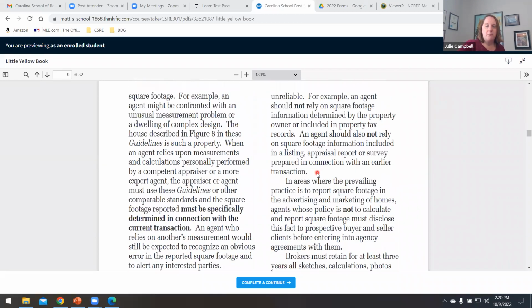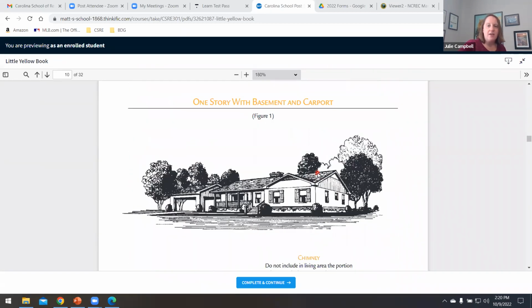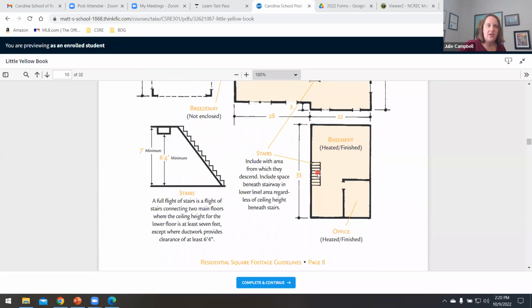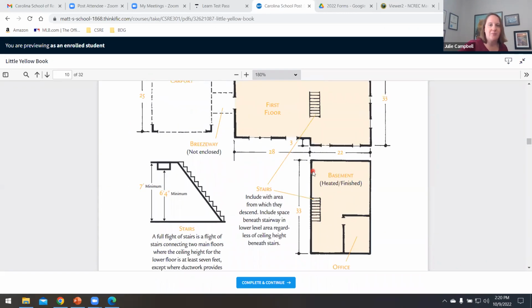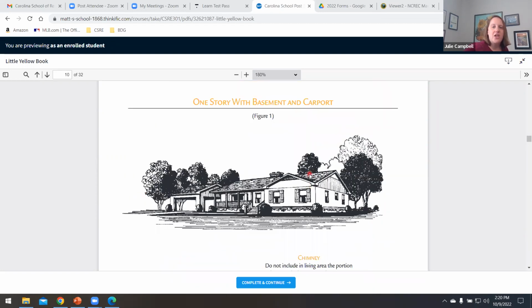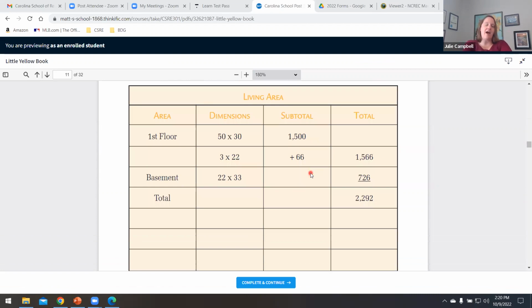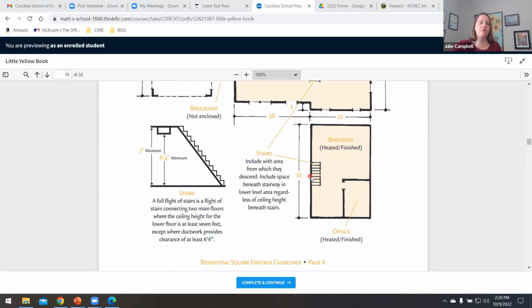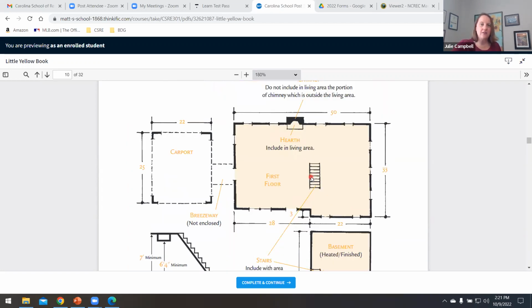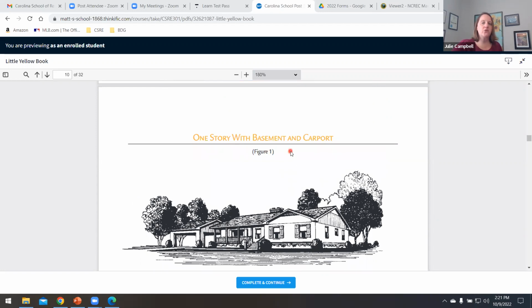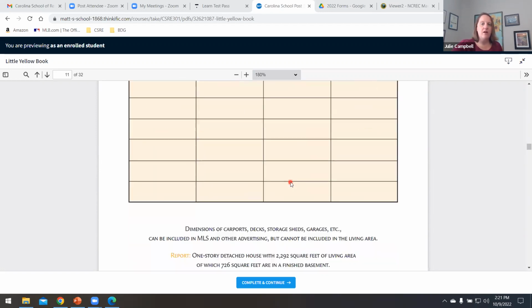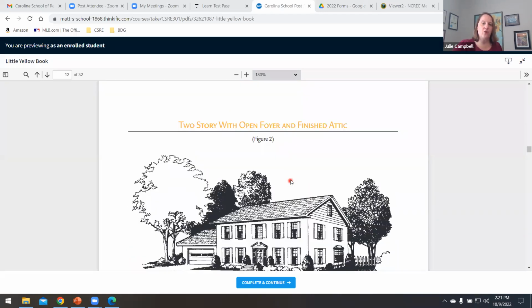One of the best parts about this book, I think, is starting on, this is my page 10. Is this your page 8? I'm seeing the page numbers now. Okay. Starting on page 8, it gives us, and I love this, on one side, a design and a floor plan, and on the other side, the different dimensions. So the booklet walks you through various worksheets. They walk you through measuring a 1-story with a basement and a carport. It walks you through a 2-story with an open foyer.